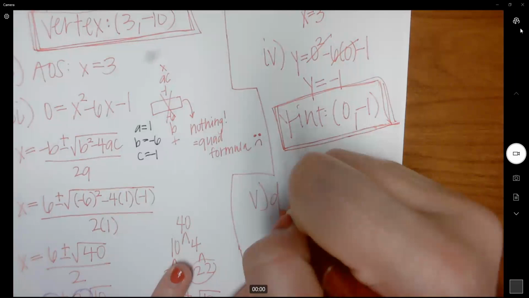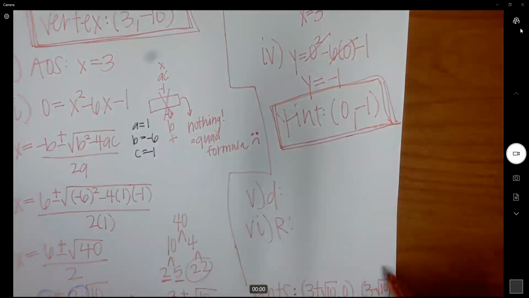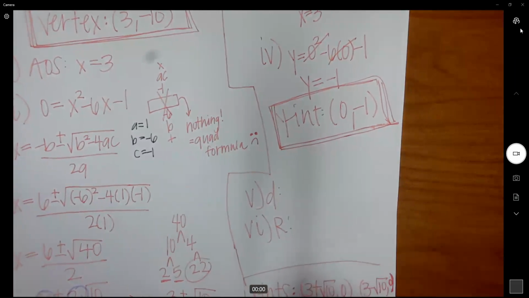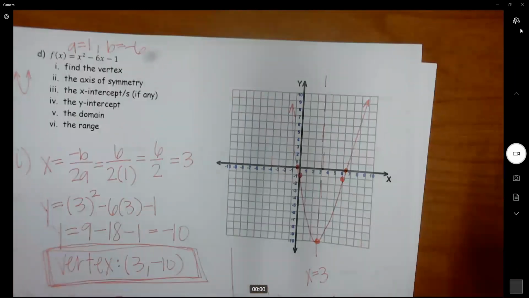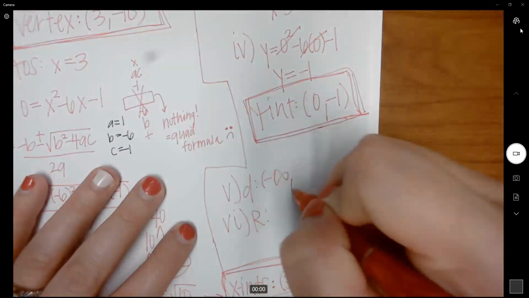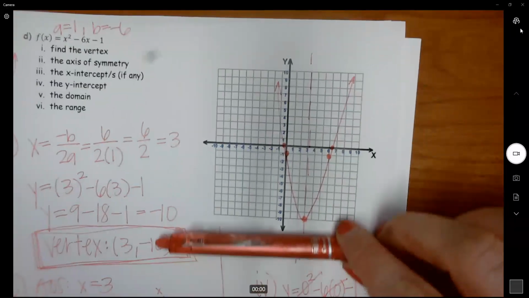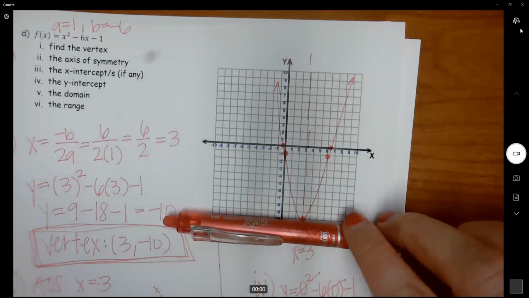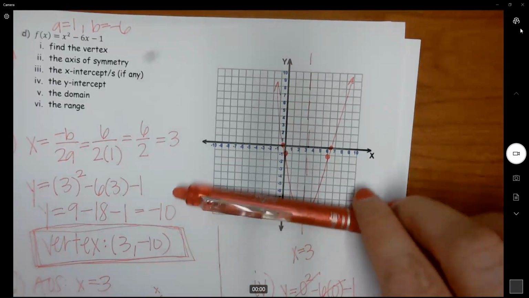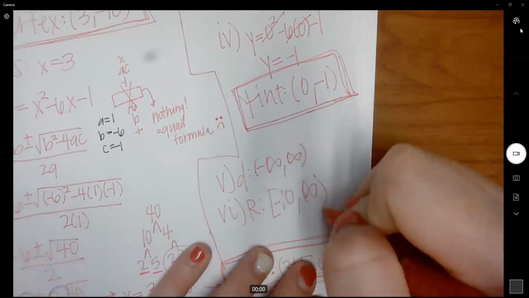And then lastly, we need the domain. And we'll need the range. Domain, go left to right. We go arrow, arrow. So this is all real numbers or negative infinity to infinity. Range, go from the bottom to the top. So my most bottom y value is right here at the beginning of my graph at negative 10, which is included. And then it goes to arrows, which is infinity. So negative 10 to infinity.